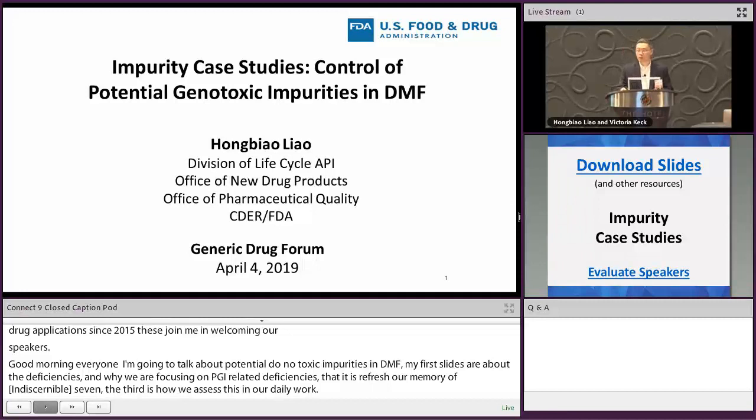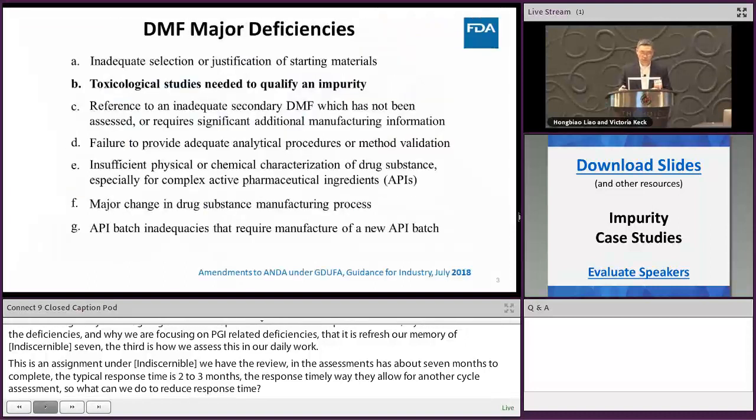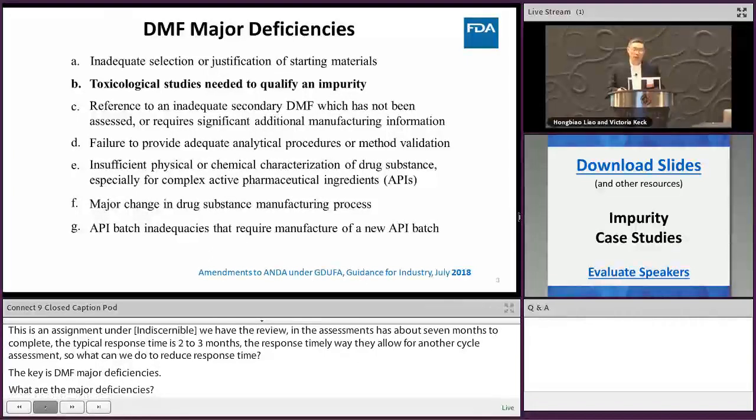What are DMF major deficiencies? Lauren has shown these slides in yesterday's presentation. I'm not going to repeat it here again. One thing I'd like to mention is that the second subcategory of DMF major deficiencies is qualification of impurities.